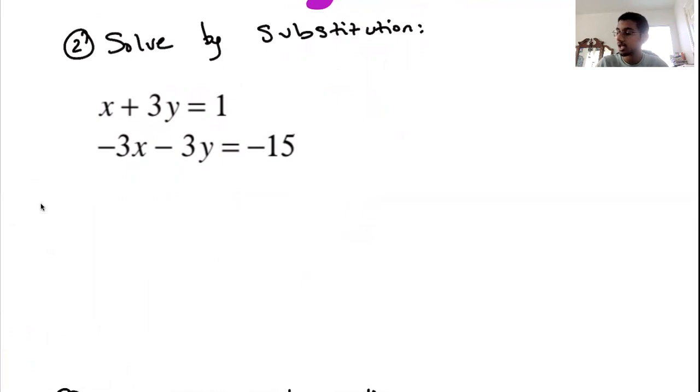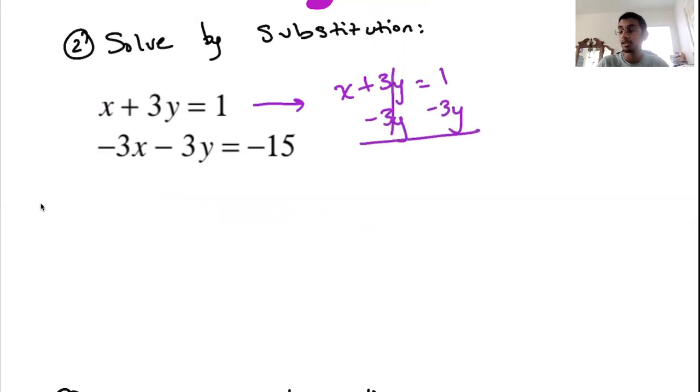So I take this x plus 3y is equal to 1, and I subtract my 3y on both sides. By doing so, this leaves me with x is equal to negative 3y plus 1. So the x is isolated now, and x is equal to this amount. And that's all we're doing. So we just have to plug that in now to the next equation, and we could start to solve.